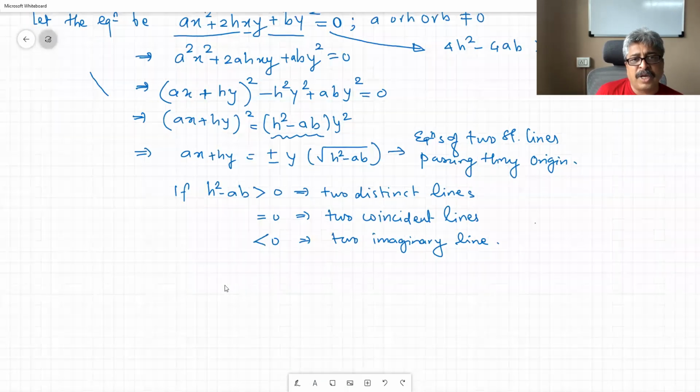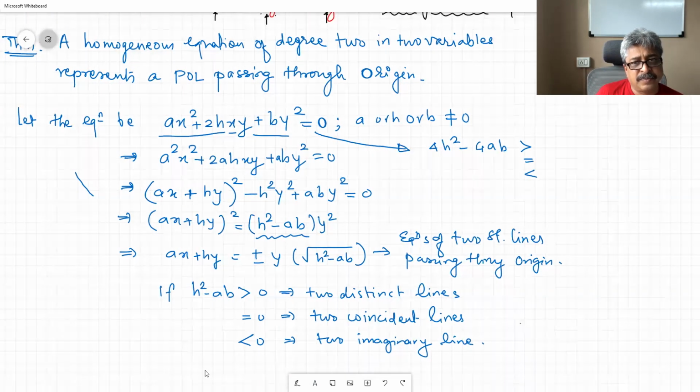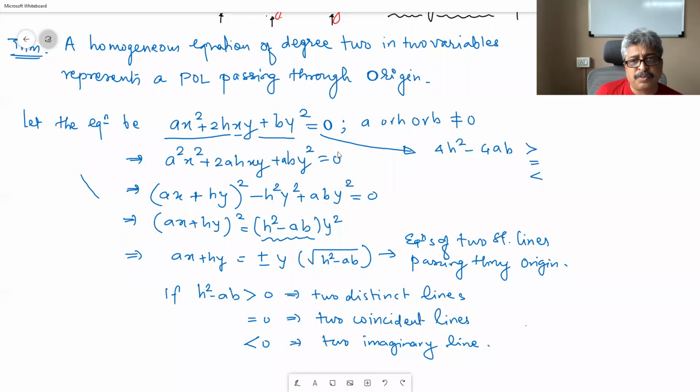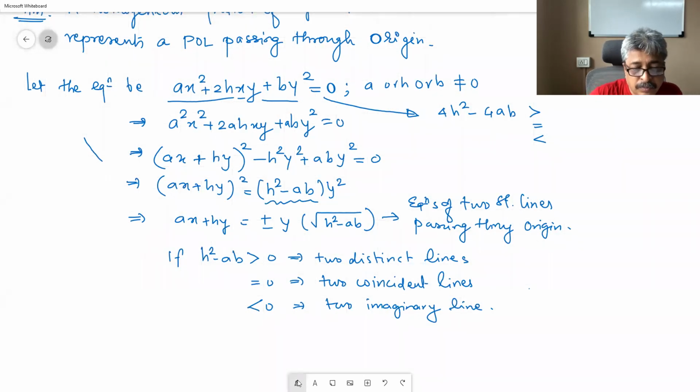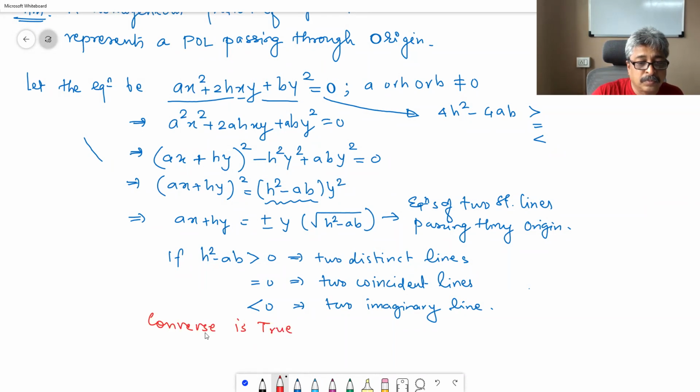And if we look at the converse of this statement, the joint equation of a pair of lines passing through origin is a homogeneous equation of degree 2 in two variables. It is very obvious because you take two straight lines, and hence the converse is also true. Okay, easy. So there should not be any problem to understand.